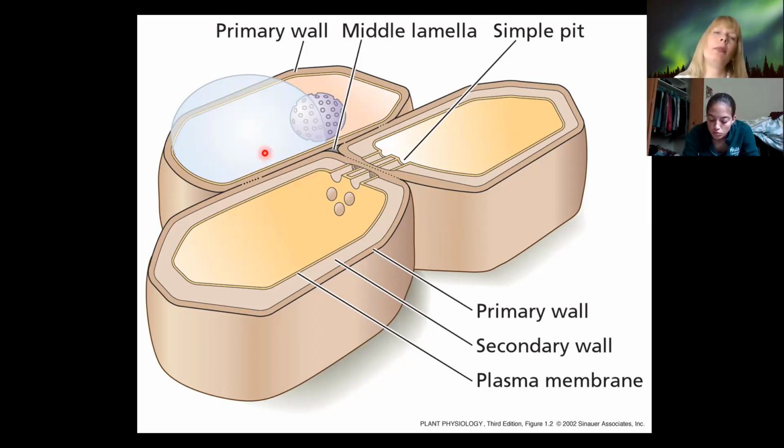And then you can see this far cell in the picture here, this big blob. That's not the nucleus. That's actually the vacuole. We'll talk about that. And then that little purple small blob, that's, I think, what they're trying to show as a nucleus.